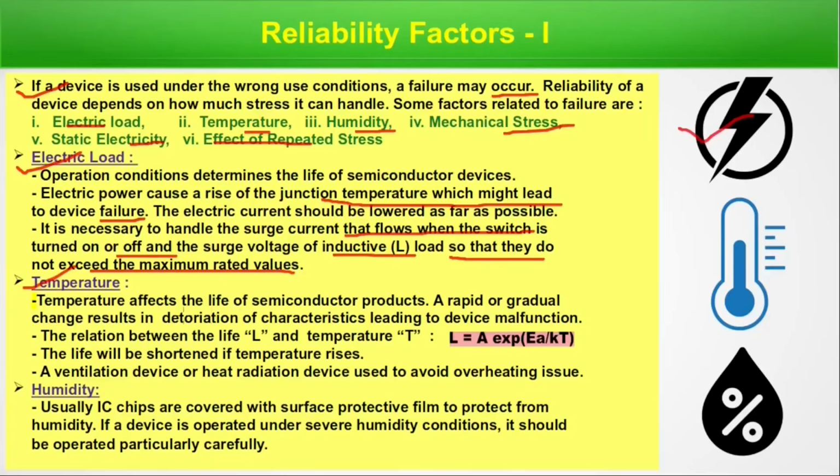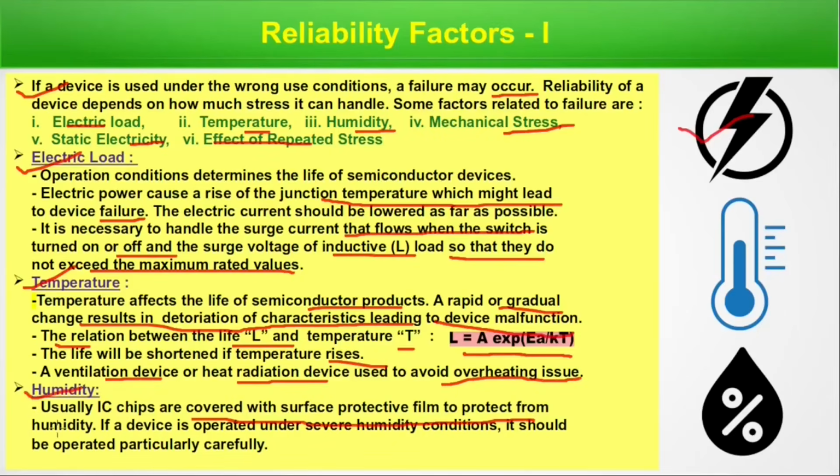Temperature. Temperature affects the life of semiconductor products. A rapid or gradual change results in deterioration of characteristics leading to device malfunction. So temperature can affect the device performance and its lifetime. The relation between life L and temperature T is this one. It's an exponential relationship. This is life and this is absolute temperature. The life will be shortened if temperature rises. A ventilation device or heat radiation device is used to avoid overheating issues.